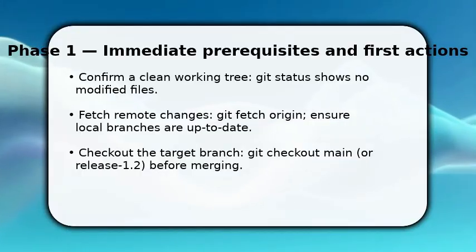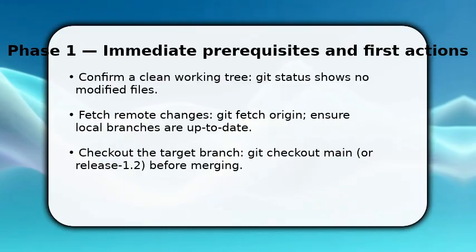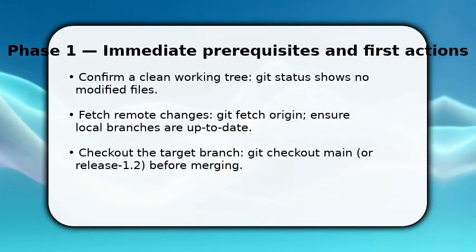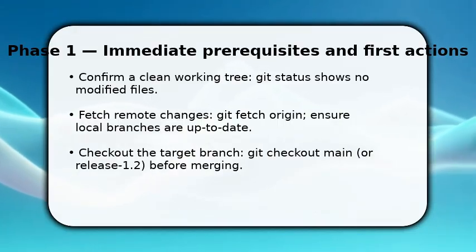You start by preparing the exact branches you'll combine. Ensure your working tree is clean. Stash or commit anything uncommitted so the merge proceeds without interference. Once done, fetch origin to update refs and then check out the target branch, for example main or release 1.2.